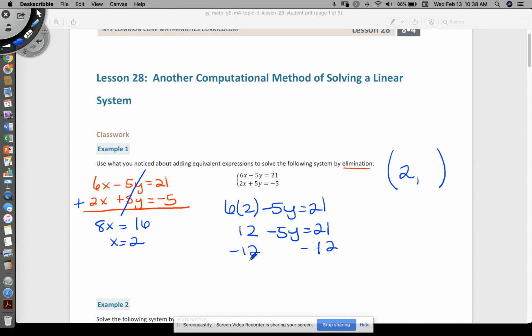So subtract 12. Those cancel. I get negative 5y, and then 21 take away 12 gives me 9. Get that y by itself, so I'm going to divide by negative 5. The 5's cancel, and my y is going to be negative 9/5. And that's it. Let's go ahead and try the next one.